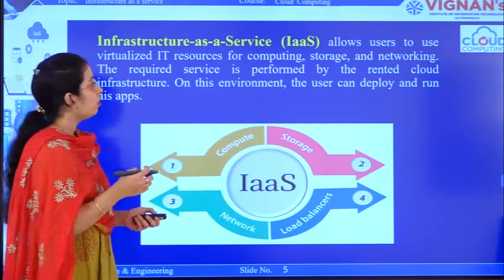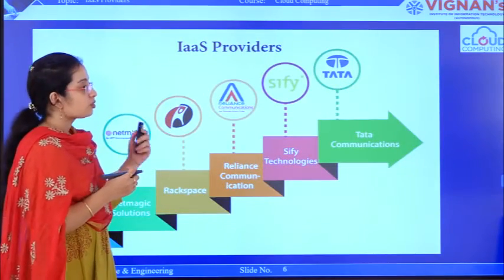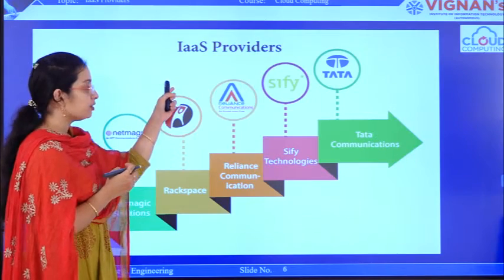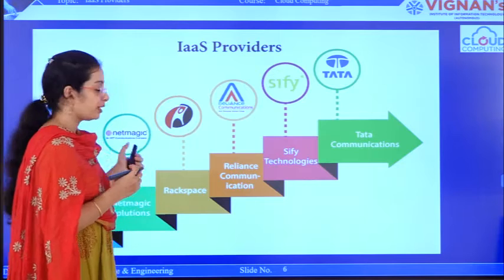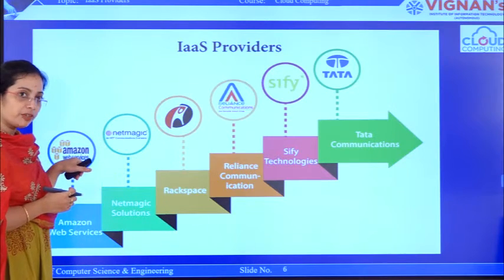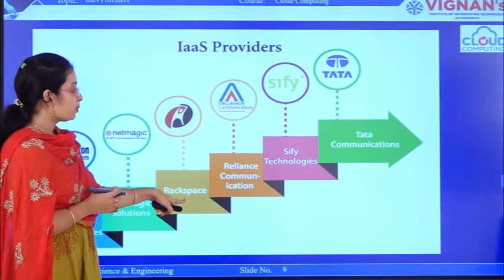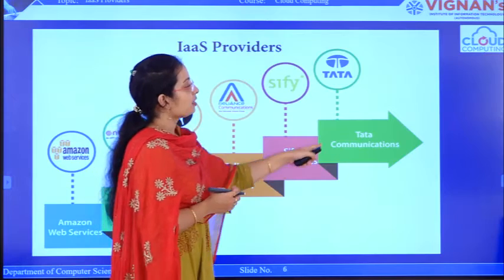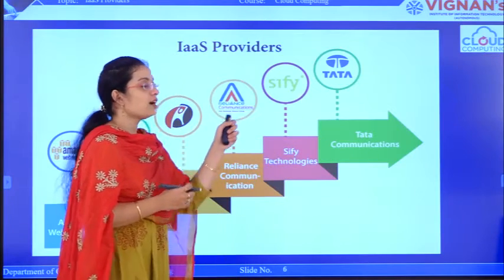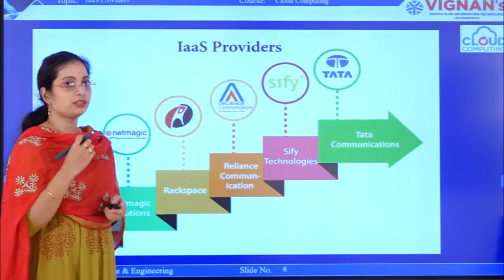Our second level of service is platform as a service. Here we can list some of the infrastructure as a service providers available in the market. It could be Amazon Web Services, NetMagic, Rackspace, Reliance Communications, Sify Technologies and Tata Communications. These are some of the infrastructure as a service providers available in the market.